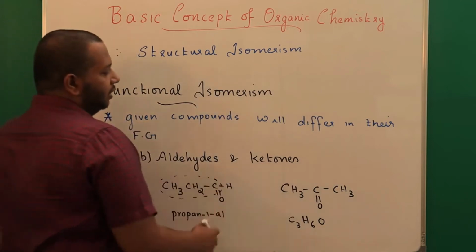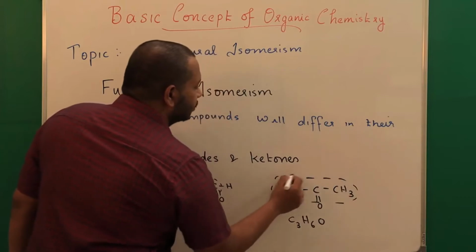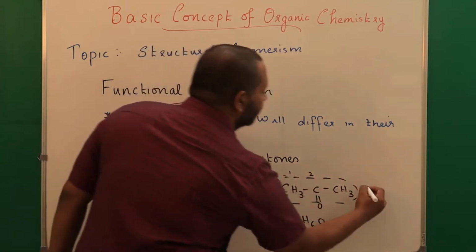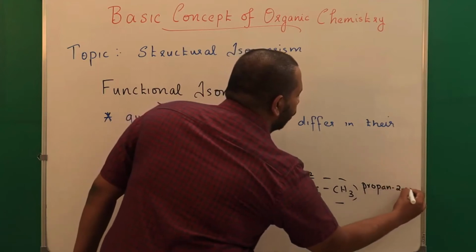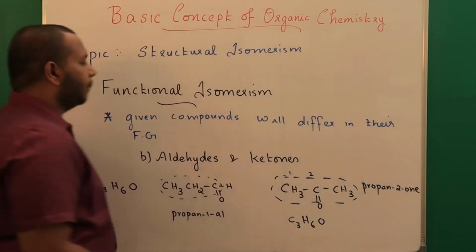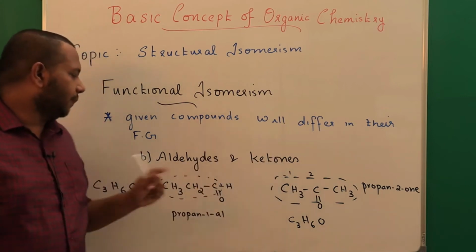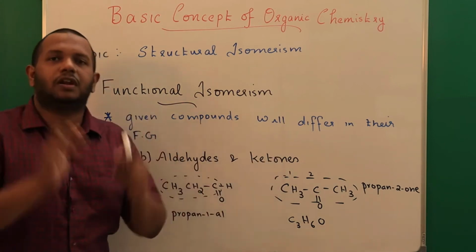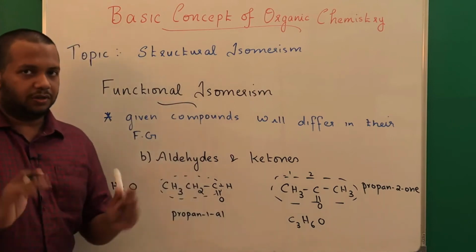So what is the name of this ketone? If you number it, this is my principal carbon chain. So if I number it, 2 will come here. So the name of this compound is propan-2-one. This is propan-2-one and this is propan-1-al. So I can say propan-2-one and propan-1-al are functional group isomers or functional isomers. I hope it is clear for you.